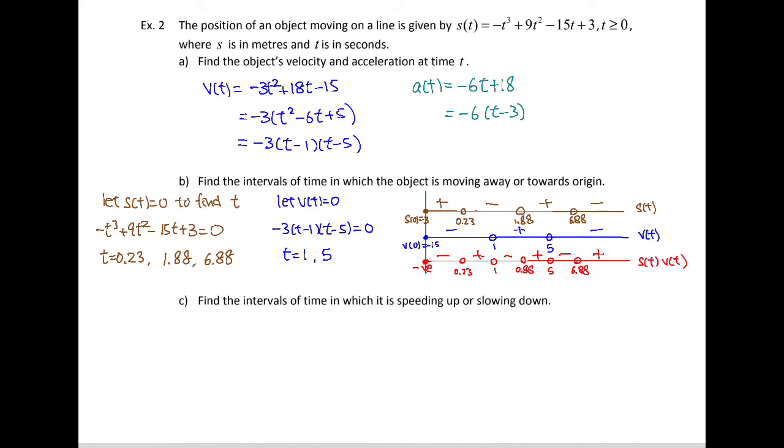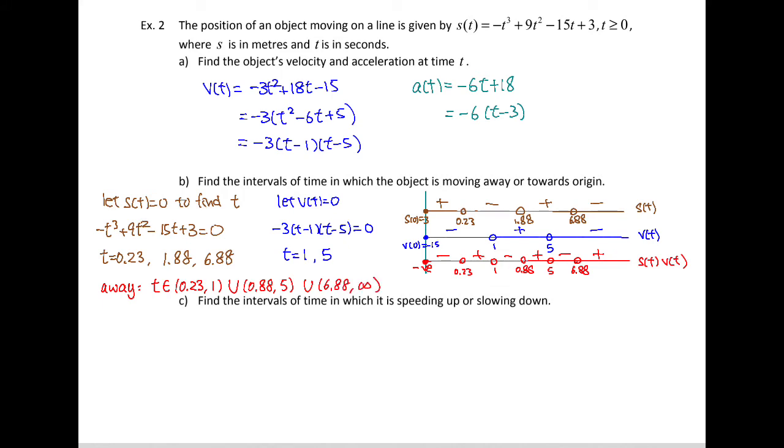So the object is moving away when the product is positive. So t is an element of, you're looking at all the positive regions between here and here and here. And make sure you do not include any zeros, because at the zeros, there is no positive or negative sign. So 0.23 to 1, union 1.88 to 5, union 6.88 to positive infinity.